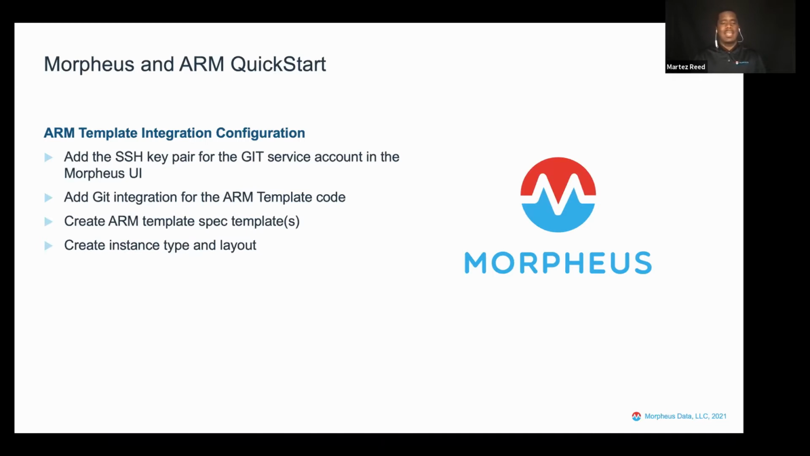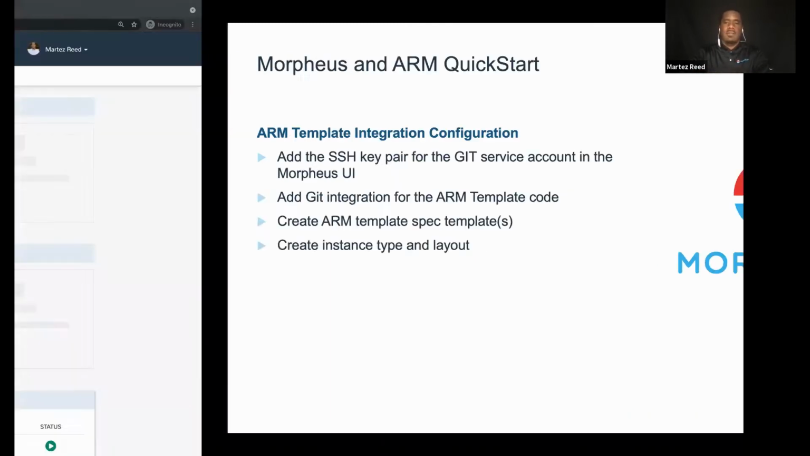Then it would be adding the Git integration in the Morpheus platform to basically provide details about the Git repository in order for Morpheus to be able to pull it down. So this is where we would tie the Git integration and the credentials together. And then finally, we would go through the creation of ARM spec templates, and then finally creating an instance type and layout.